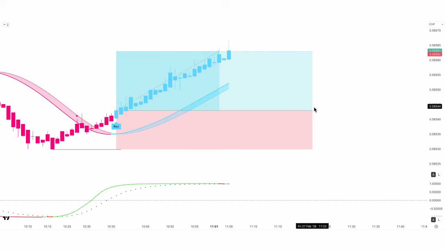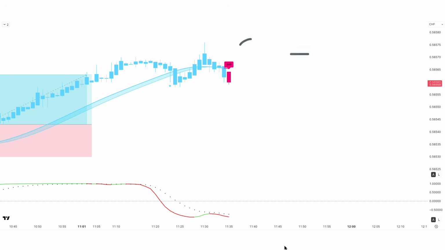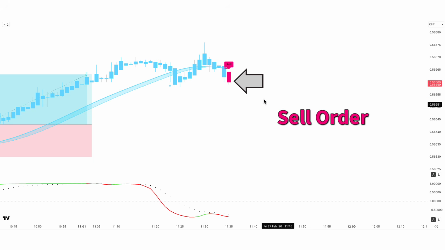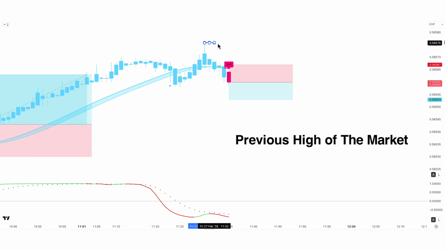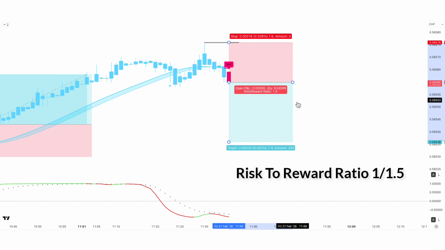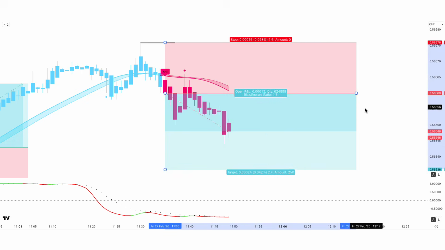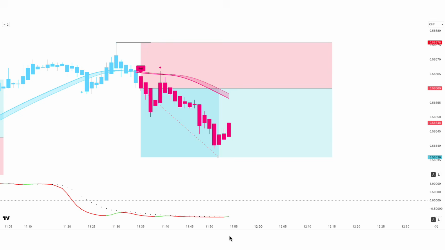The market has completely hit the target. Let us now understand the short position. When the Smart Money Flow Cloud arrow of this indicator is a sell signal, when the Normalized Smoothed indicator shows a red line, and when the market forms a bearish candle, if this condition is fulfilled, then we will place a sell order. Our stop loss is to be placed at the previous high of the market, and the risk to reward ratio will be 1:1.5. The market has completely hit the target.